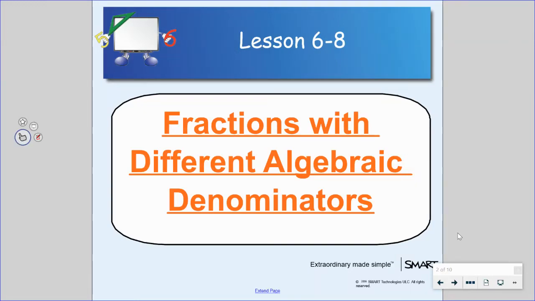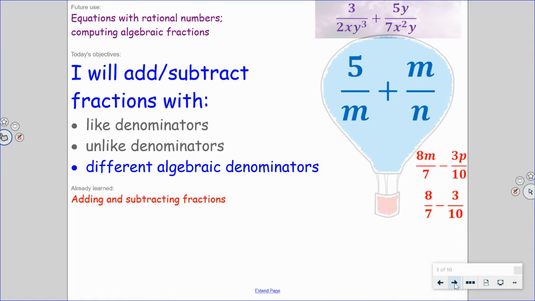Lesson 6-8, Chapter 6, Lesson 8. Fractions with different algebraic denominators is where we are heading. More study of fractions. And to remind you where we've been: doing algebraic fractions with like denominators, unlike denominators. For instance, that was probably the last year or two, 8/7 minus 3/10. Then we stuck in some variables, but still needed to get common denominators.